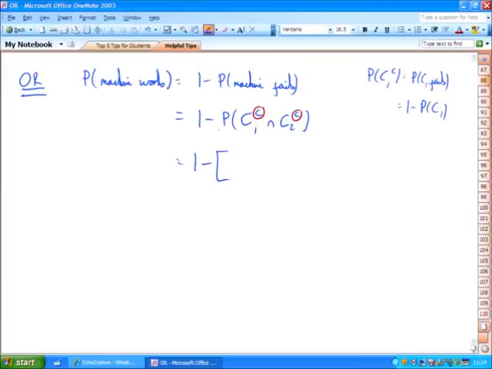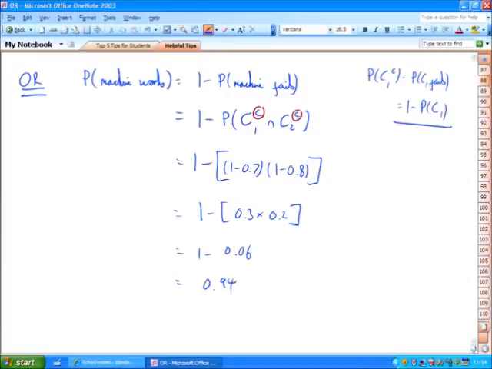So what is this intersect probability? Well, what is the probability of the complement of C1? We can see from over here that this is just 1 minus the probability of C1. So this will be 1 minus 0.7. If component 1 works with probability 0.7, it fails with probability 0.3. And I multiply this by the probability of component 2 failing, which would just be 1 minus 0.8. So this will give me 1 minus 0.7 is 0.3, times 1 minus 0.8 is 0.2, which is 1 minus 0.06, which is equal to 0.94.